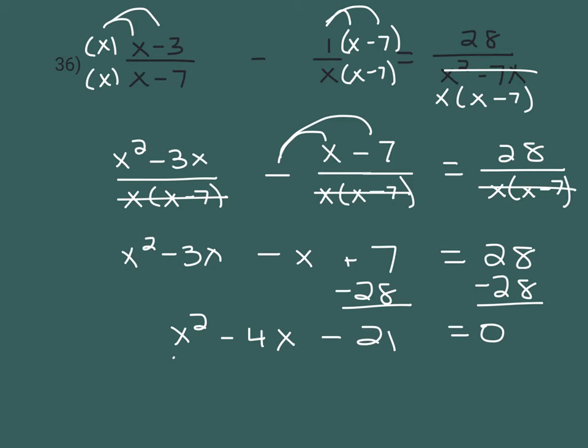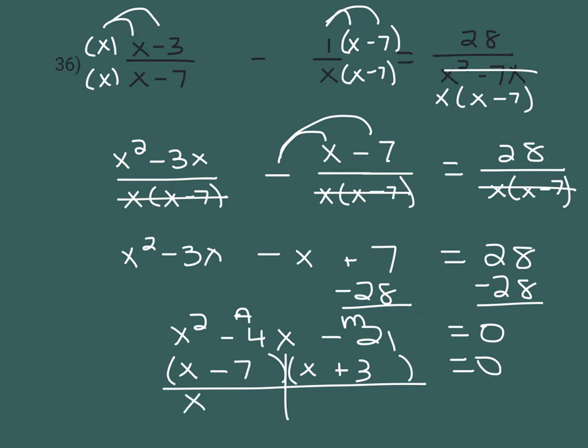Okay, so now we could just factor, right? We can put an x and an x in the first spot in each parentheses, because this is your basic trinomial factoring. There's a 1 in front of our x squared. And you're just going to find two numbers that add to negative 4 and that multiply to negative 21. So negative 7 and positive 3. All right, so then if we make a t-chart and solve, we get x equals positive 7 and x equals negative 3.